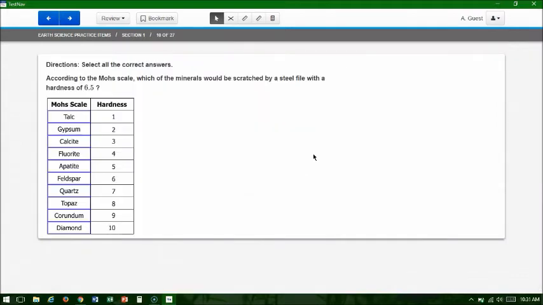All right, for question number 10, according to the Mohs scale, which of the minerals would be scratched by a steel file with a hardness of 6.5? So you can scratch anything on the Mohs scale that is less than where you are. At 6.5, it cannot scratch a 7 like quartz, but it can scratch everything below that: feldspar, apatite, fluorite, calcite, gypsum, and talc. So 6.5 can scratch 6 and then all the ones below it.